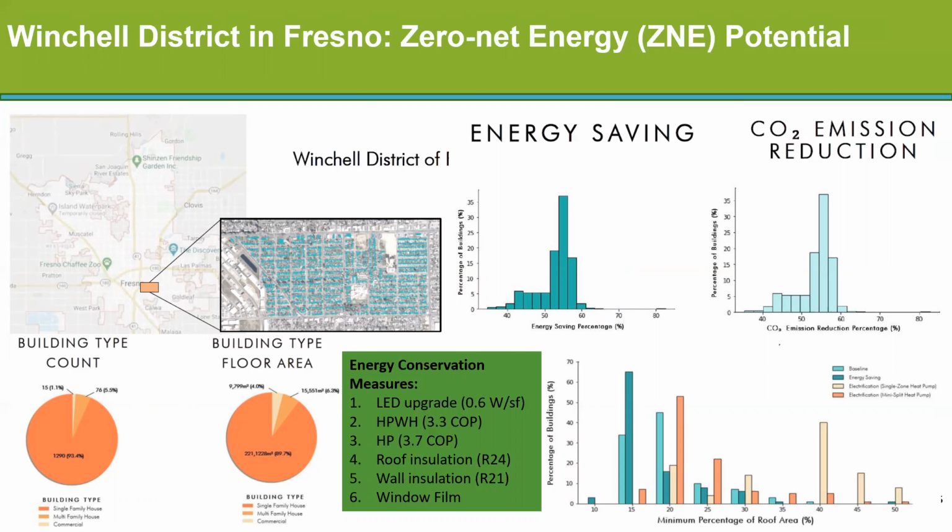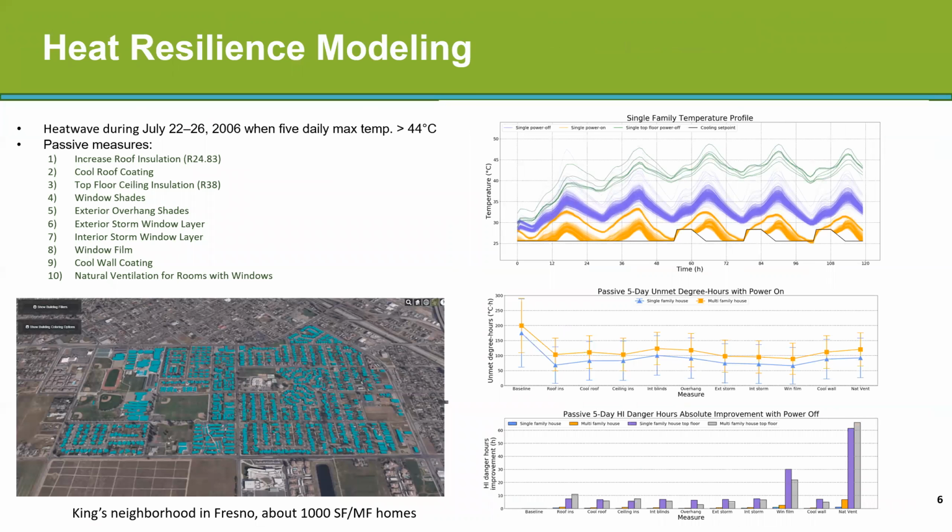So it's feasible. The second example is about heat resilience modeling. Again, we're looking at another neighborhood in Fresno. This is the Kings neighborhood, which is about 1,000 single-family and multi-family homes. And we're looking at a heat wave event in 2006. In July, there were 5 days with the daily maximum temperature more than 44 degrees Celsius. We're looking at a suite of passive measures, which are basically technologies that still function without power.